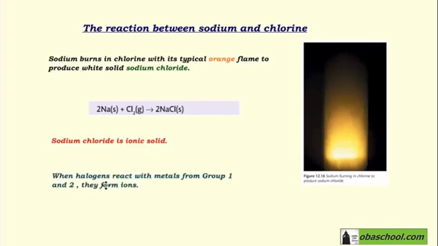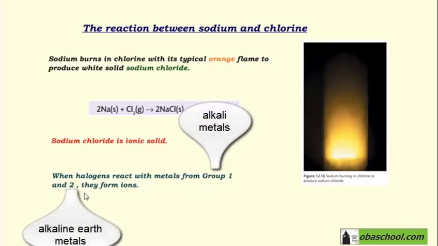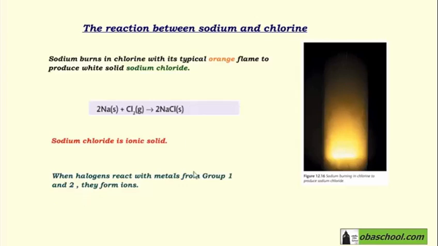When halogens react with metals from group 1 and 2, they form ions. When halogens react with metals from both group 1 and group 2, alkali metals and alkaline earth metals, they form ions. Since the ions of group 1 and group 2 have the charge plus, whereas all the halogens are minus. So plus with minus, once they react, they will form an ionic solid. Thus, they will form ions.